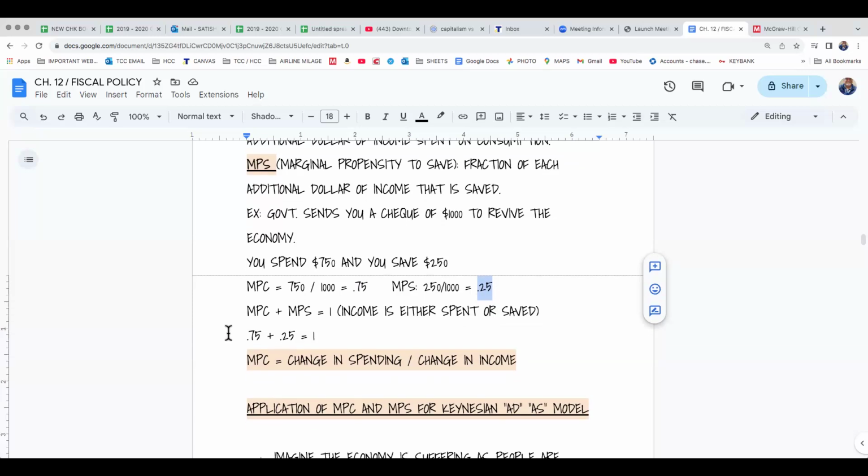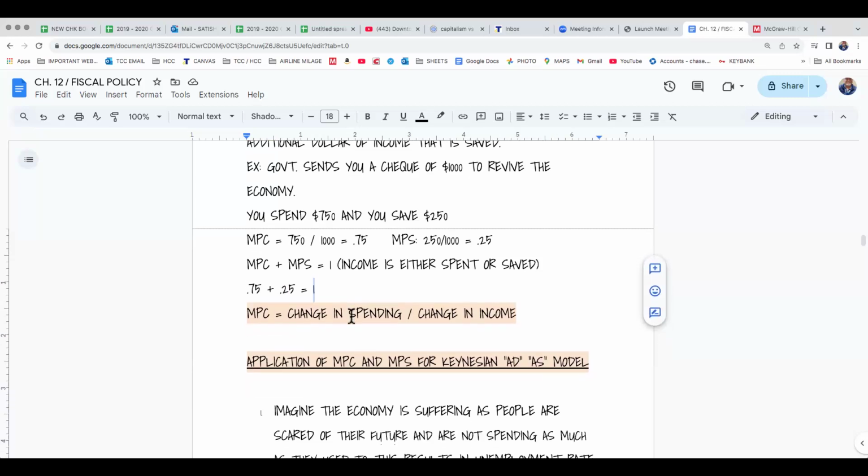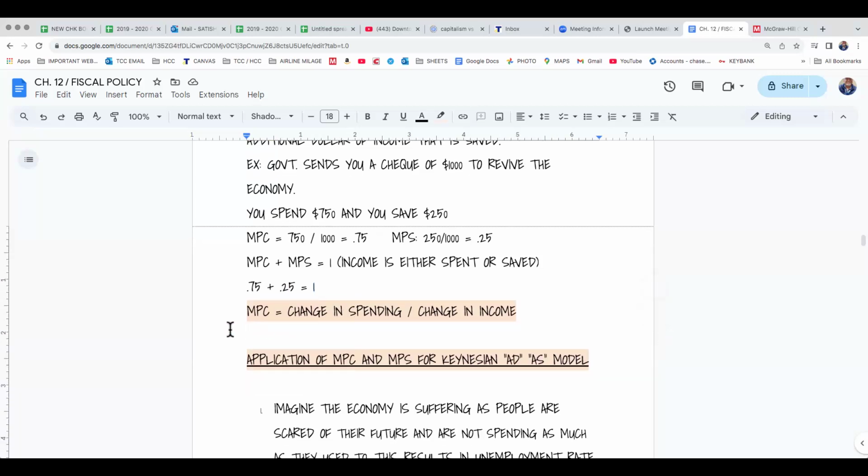Keep in mind, money you get can either be saved or spent. So MPC is the fraction you spent, and MPS is the fraction you saved. In this case, you spent 0.75 and you saved 0.25, which equals $1. Keep in mind, MPC, marginal propensity to consume, is the change in spending, not your total spending, divided by the change in income. In this case, your change in income was $1,000 and your change in spending was $750. So keep that in mind.